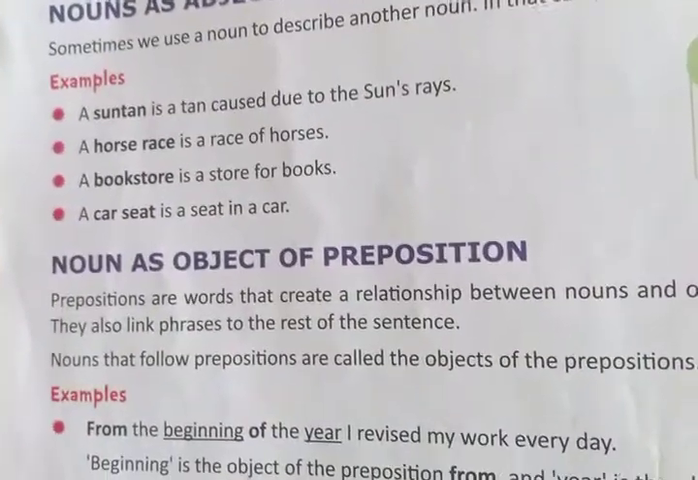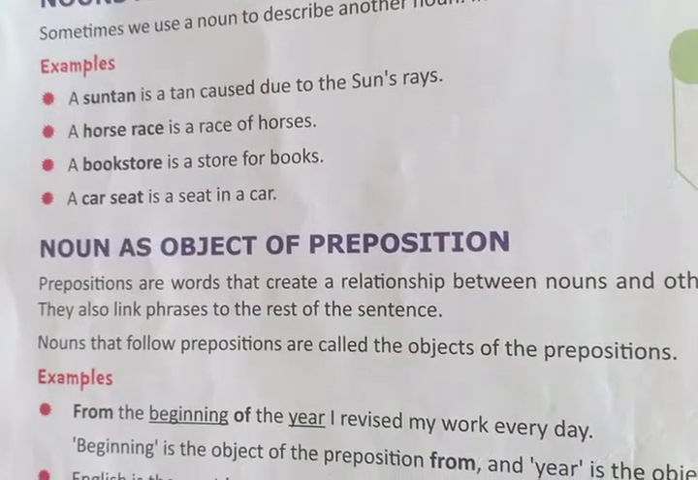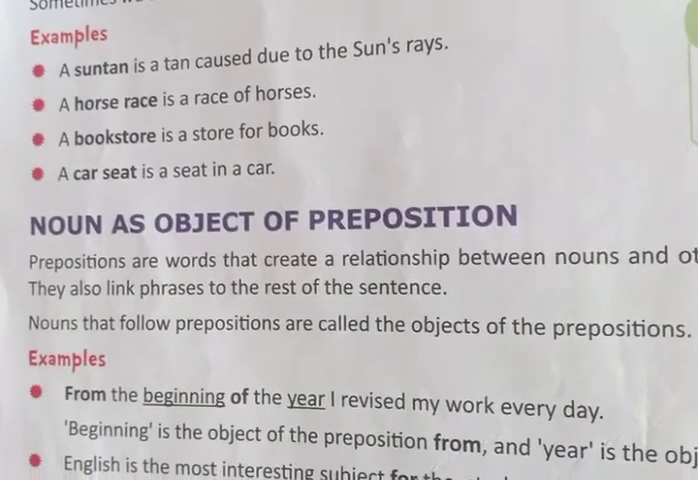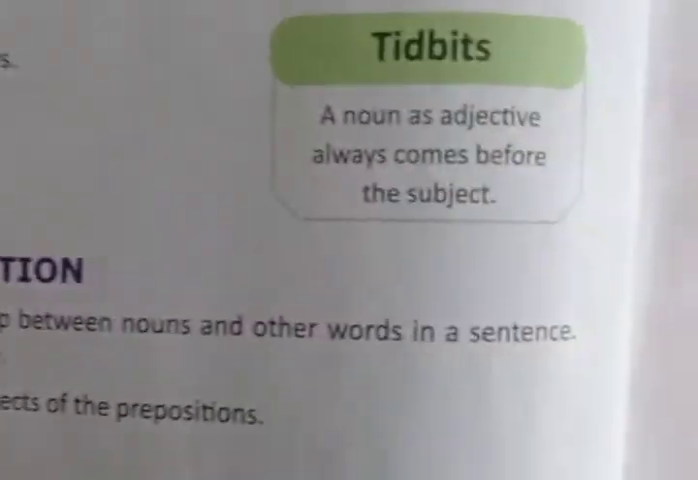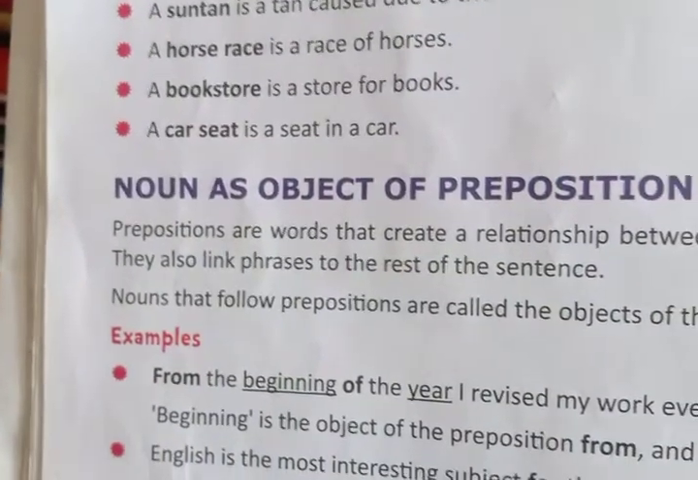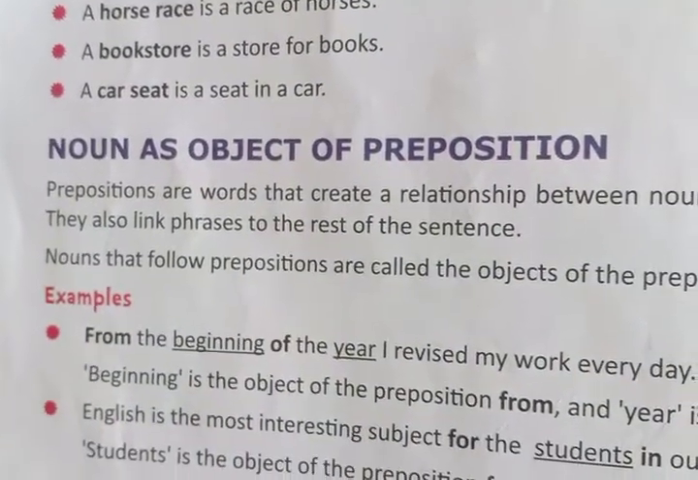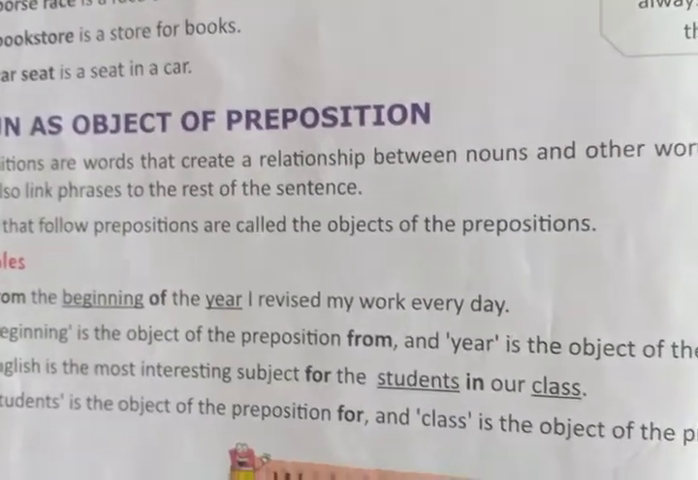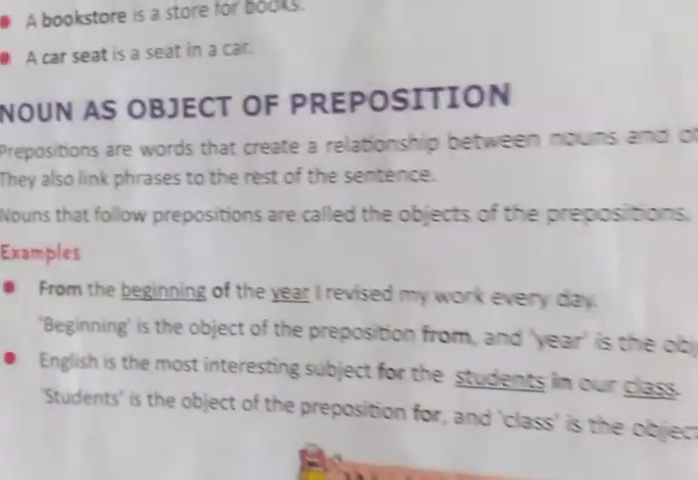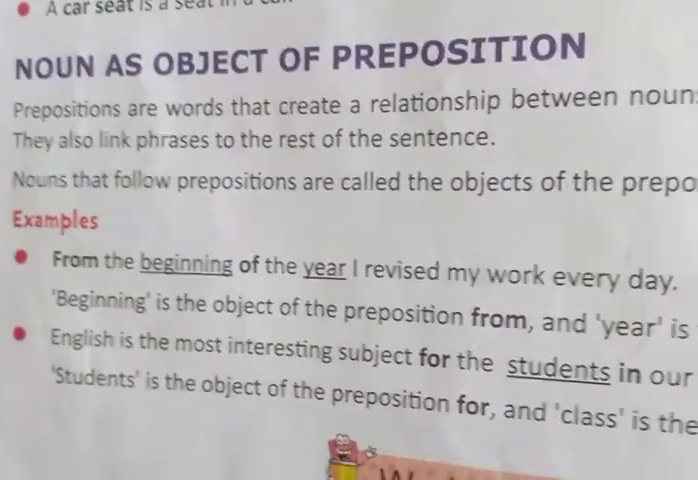Next, noun as object of preposition. Prepositions are words that create a relationship between nouns and other words in a sentence. They also link phrases to the rest of the sentence. Nouns that follow prepositions are called the objects of the prepositions. You see examples?